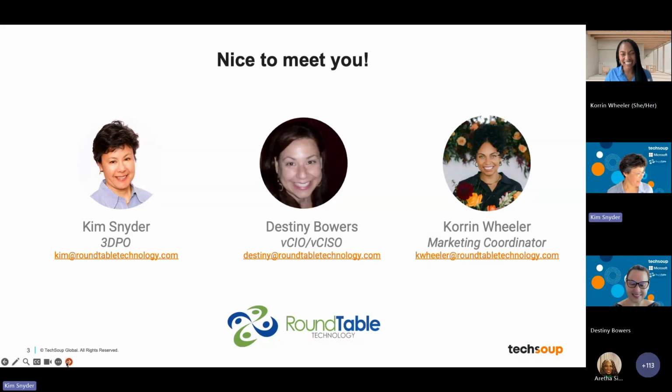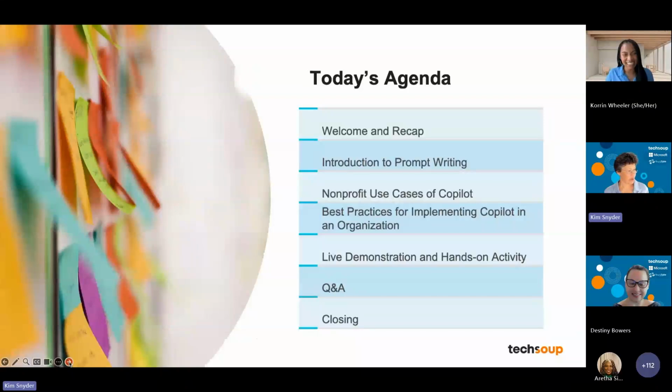All righty, so heading forward. So today's contents, we're going to give you a recap of session one. So we're going to start off with a brief recap. So folks, we saw that some people could not be here for session one. So we're going to cover some of the highlights, and it is also available as a recording. And we're going to spend some time talking about prompt writing today. And also, how are nonprofits using Copilot? And best practices for implementing.